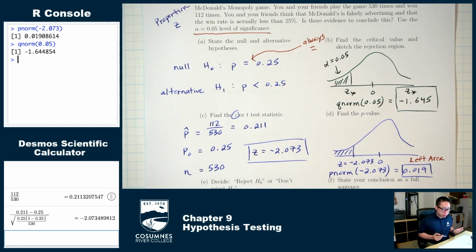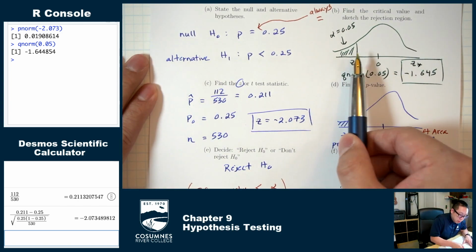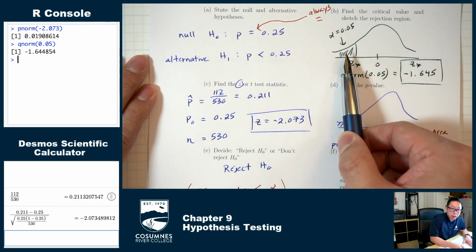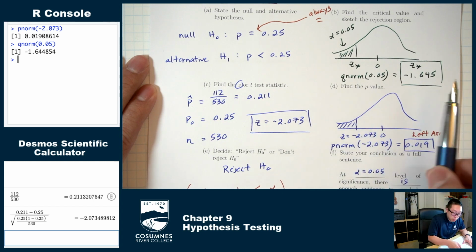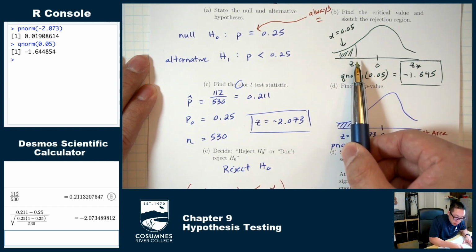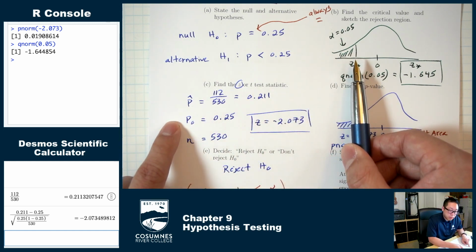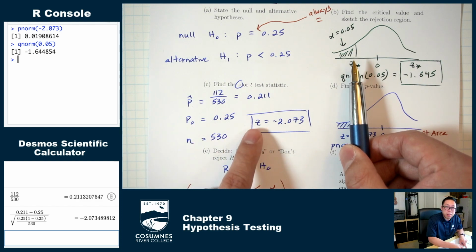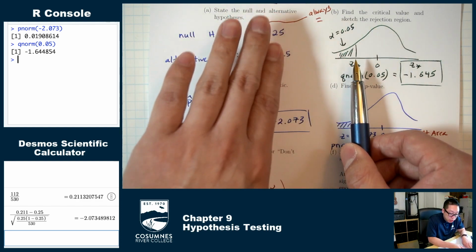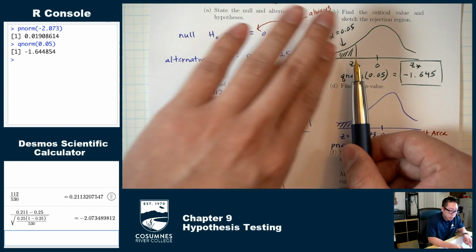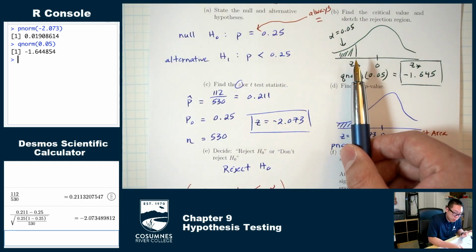Now, how does this help us decide whether to reject or don't reject? In part B, that shaded area is called the rejection region. Okay, what we just found was this boundary. This boundary is negative 1.645. Now, after you find C, the question is, where is the test statistic? Is it in the shaded region or is it in the unshaded region? If it's in the shaded region, you reject. That's why it's called the rejection region. If it's in the unshaded region, you don't reject.